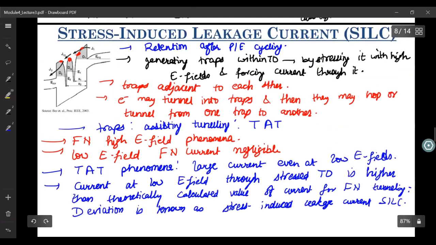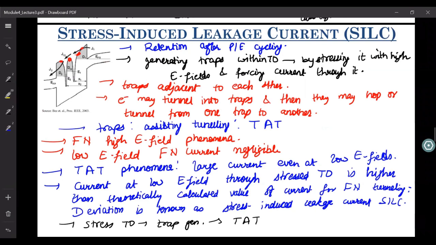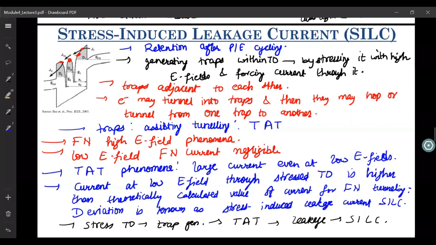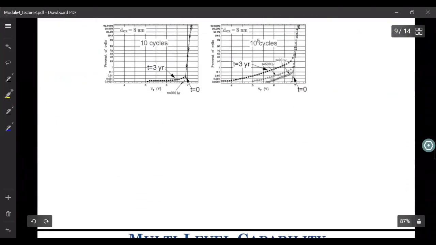So you kind of stress your tunnel oxide, you generate these traps. Once the traps are generated, you have this trap assisted tunneling mechanism which happens even at low electric fields where FN is not dominant, and then this leads to a leakage current which is known as stress induced leakage current. So now what are the factors on which this SILC depends? So this SILC depends on mainly three factors.